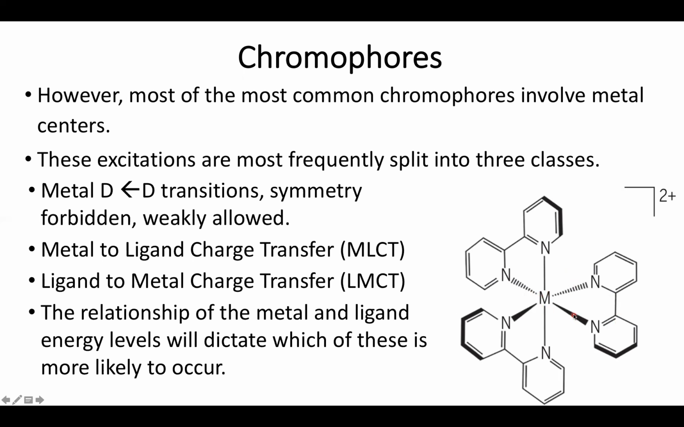Now, one of the big things worth noting is that the relationship of the metal and ligand energy levels is going to dictate which one of these we'd expect to dominate. And sometimes, because they're split into two different symmetry classes, both may occur simultaneously, just at slightly different wavelengths. So we're going to examine our metal energy levels a little bit more next time to get a little more insight into our chromophores and electronic transitions. Till next time, see you then.